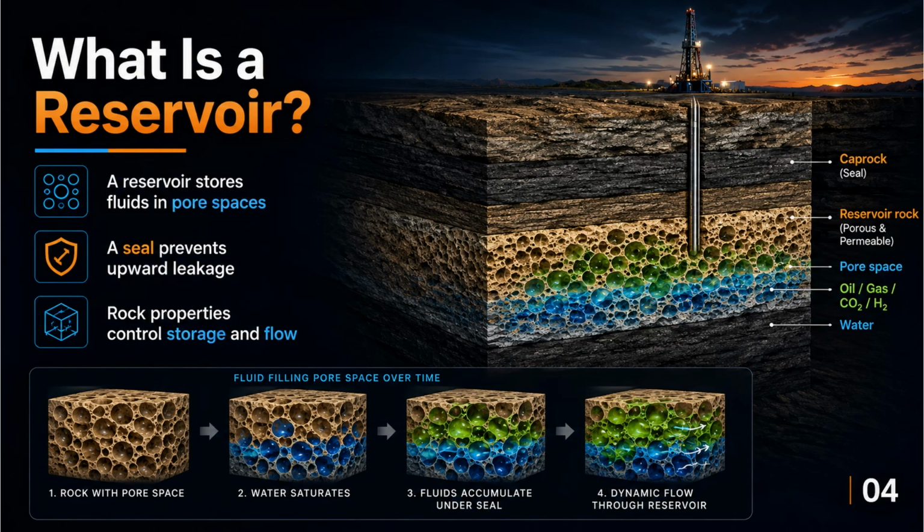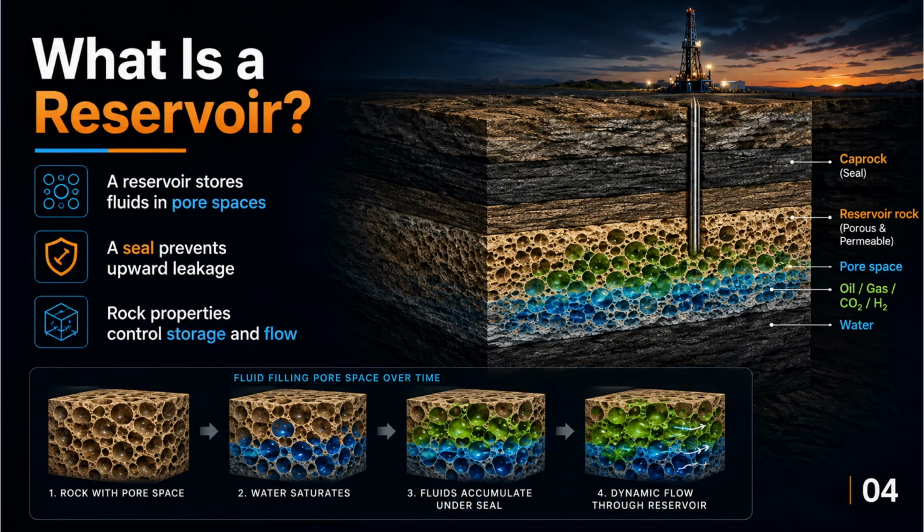A reservoir is not a large empty cave. It is usually a porous rock formation containing tiny pore spaces. These pore spaces can store water, oil, gas, CO₂, or hydrogen. Above the reservoir, we often need a sealing layer called caprock. The caprock prevents upward leakage and keeps the fluid trapped underground. The behavior of a reservoir depends on rock properties, fluid properties, pressure, and geological structure. In reservoir simulation, we represent this underground system digitally so that we can predict how fluids move inside the pore network over time.